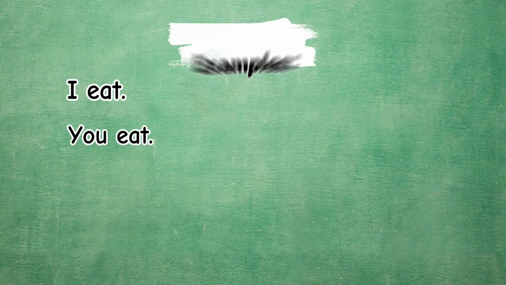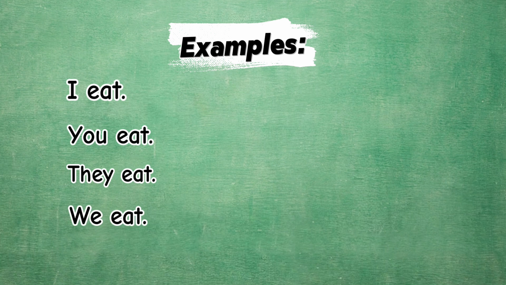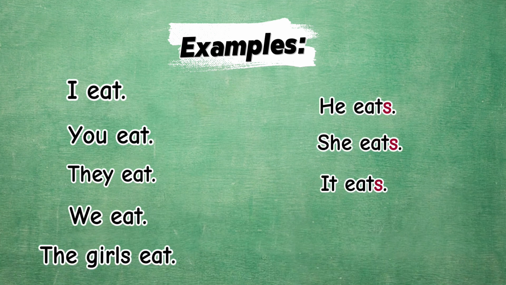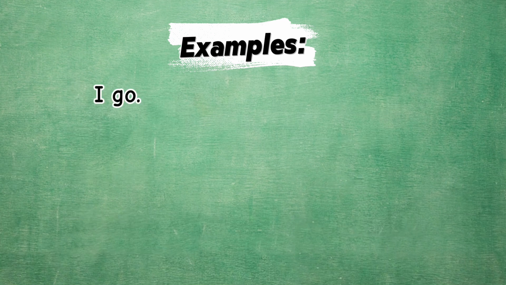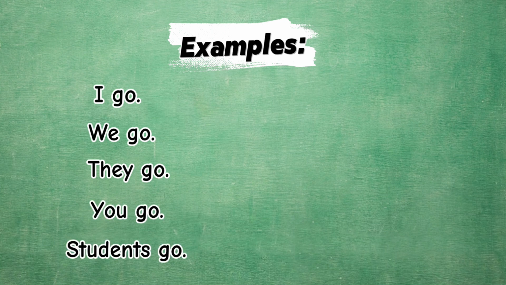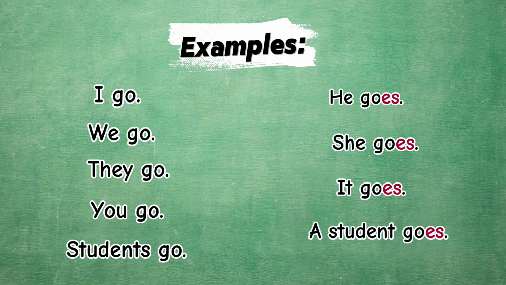For example, I can say I eat, you eat, they eat, we eat, the girls eat. Or he eats, she eats, it eats, or the girl eats. Because it's singular, لأنه مفرد. I can also say I go, we go, they go, you go, students go, لأنها جمع, or he goes, she goes, it goes, or a student goes, لأنها مفرد.